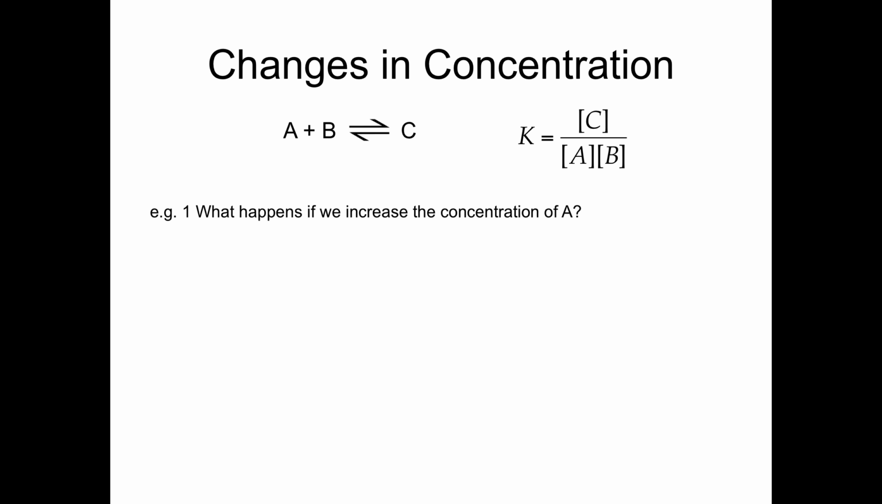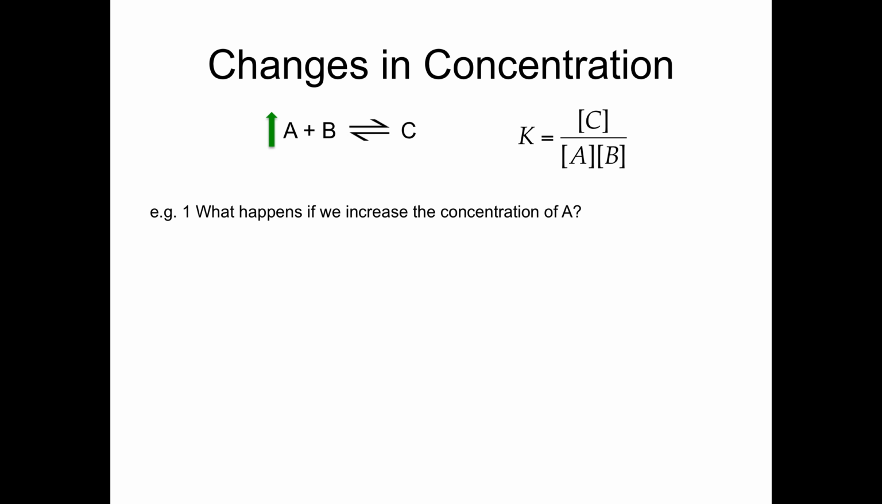So if we consider a generic reaction equilibrium, A plus B goes to C, you can see that the reaction quotient or equilibrium constant equation is products over reactants. So concentration of C over the concentration of A times concentration of B. And we think about, okay, what happens if we perturb this system that's already at equilibrium by increasing the concentration of A?